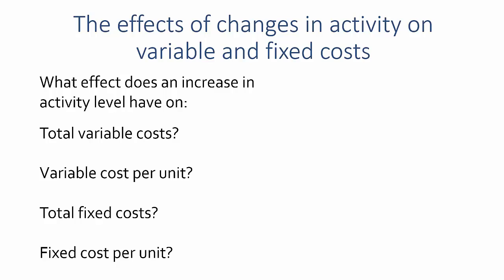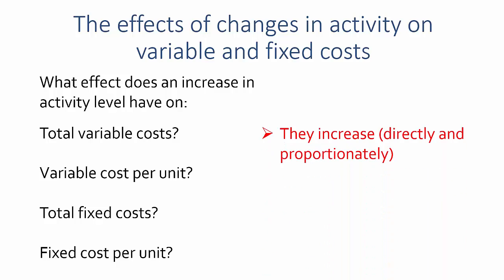What effect does an increase in activity have on total variable costs? Hopefully you said total variable costs go up or increase directly and proportionately when activity goes up. How about the variable cost per unit? Well, remember, the variable cost per unit stays the same over different levels of activity.